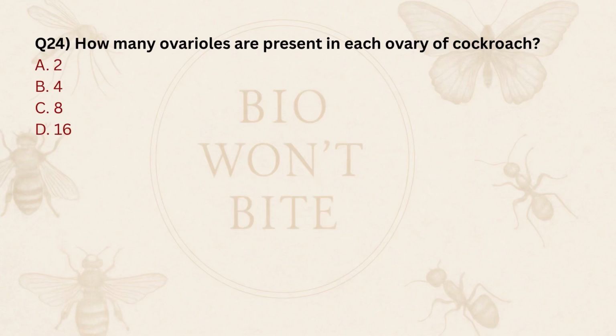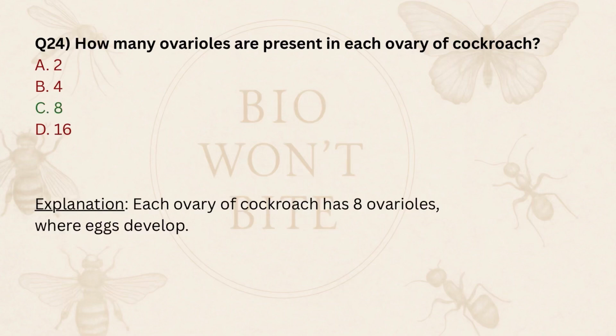Moving on to 24th question. How many ovules are present in each ovary of cockroach? The correct answer is option C, 8. Each ovary of female cockroach contains 8 ovules. These ovules are the sites where egg develops.